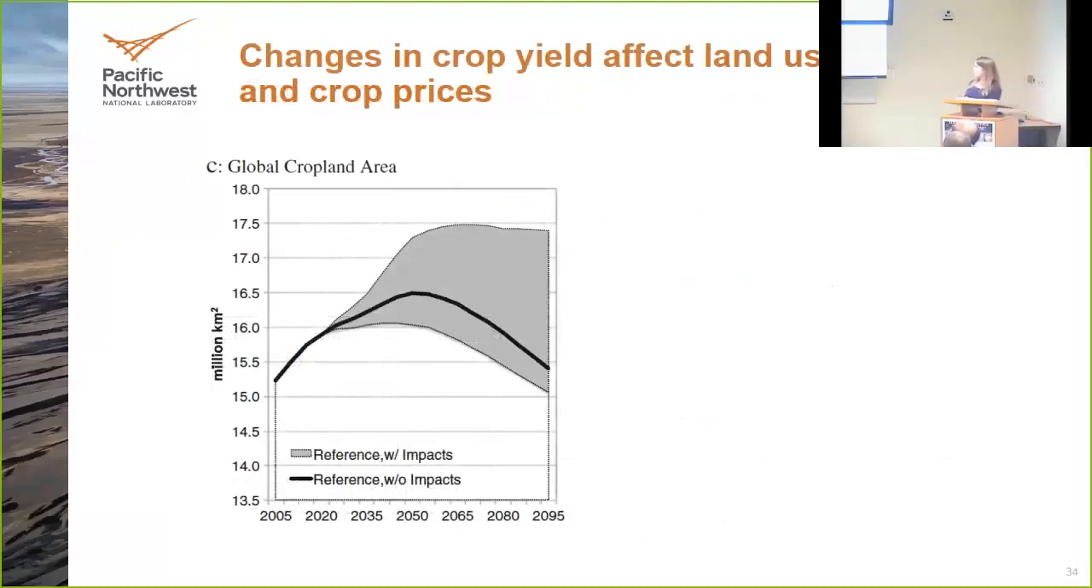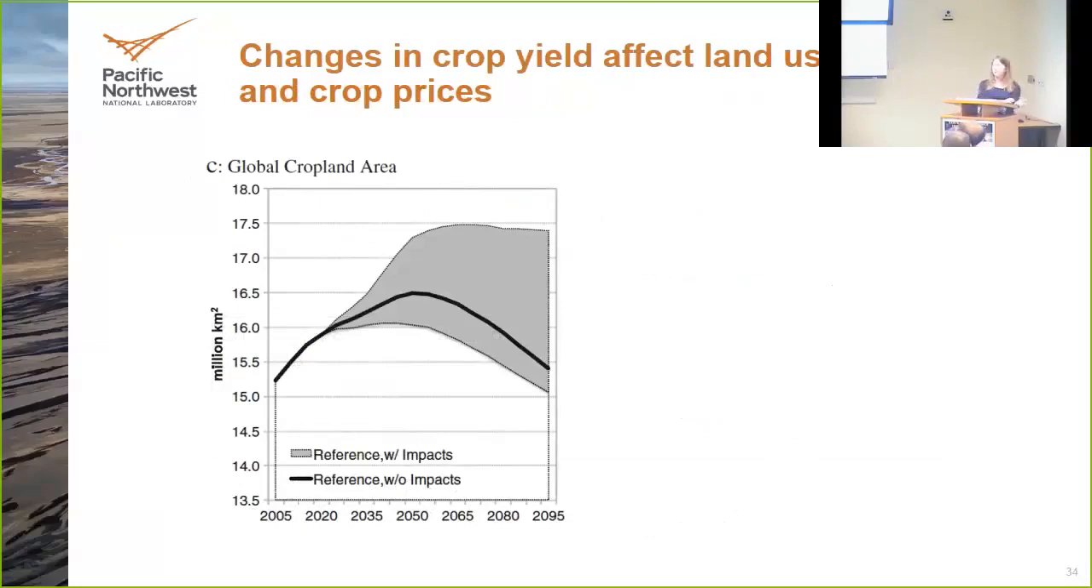And so what you see here is if your yields go up by a lot, you need less land to produce the same amount of food, feed, and fiber. So you can reduce your global cropland area without anyone's food diet changing. You're getting more per unit of land. The opposite is also true, though. If your yields are going down by a lot, then you need more land area to feed the same number of people, the same amount of calories.